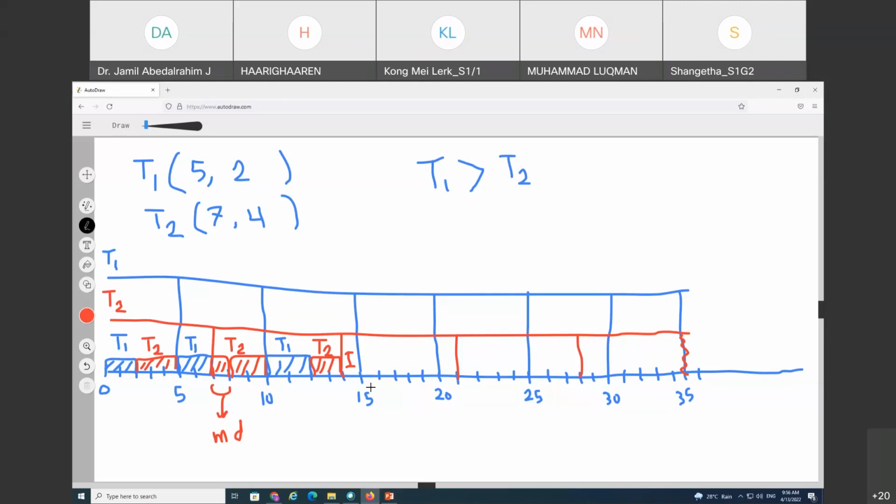Okay, let me remind you: this is the first period of task 2, this is the second period of task 2, and this is the third period of task 2. So do you still agree with idle? You still agree with your answer? No, sir. So there's a new period of task 2.